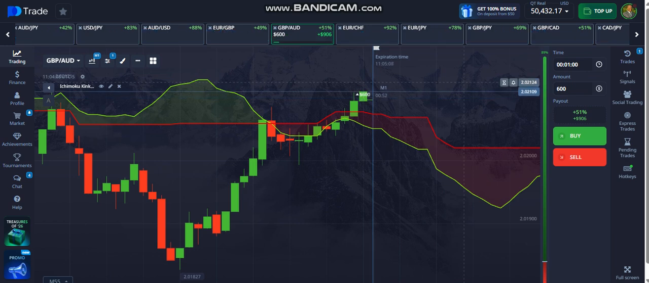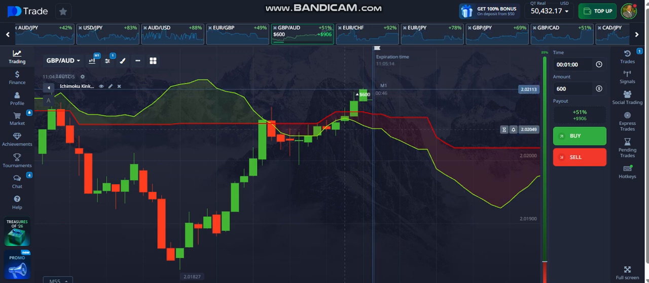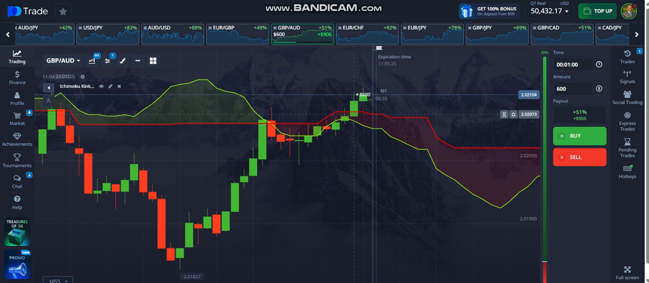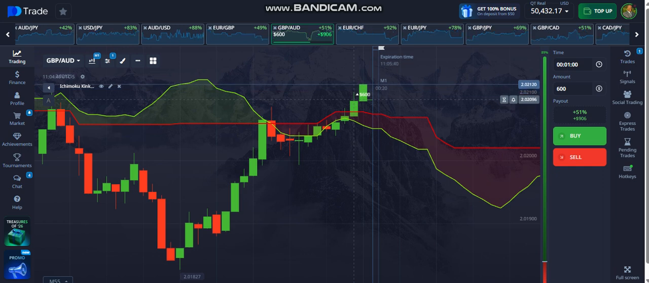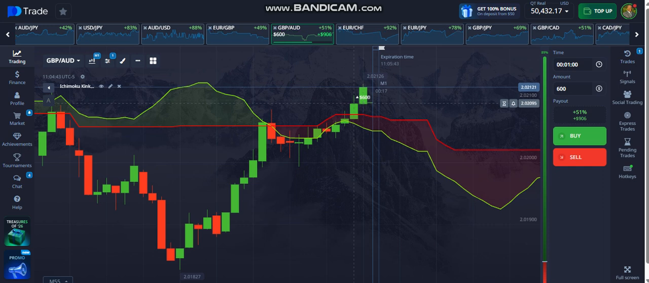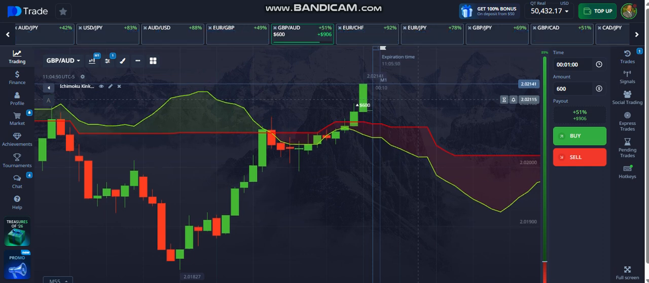Okay, so I'm on the Great British Pound Aussie Dollar pair, and just like in the previous trades, what I did is I waited for the price to enter the cloud, which it did here, and then it has to be in the cloud. And when the price closes outside of the cloud here, you wait for the price to close. You don't take a trade when the price is in the process of going outside. You wait till the price closes outside the cloud, and then you take the trade in the direction of the movement, which is a buy trade.